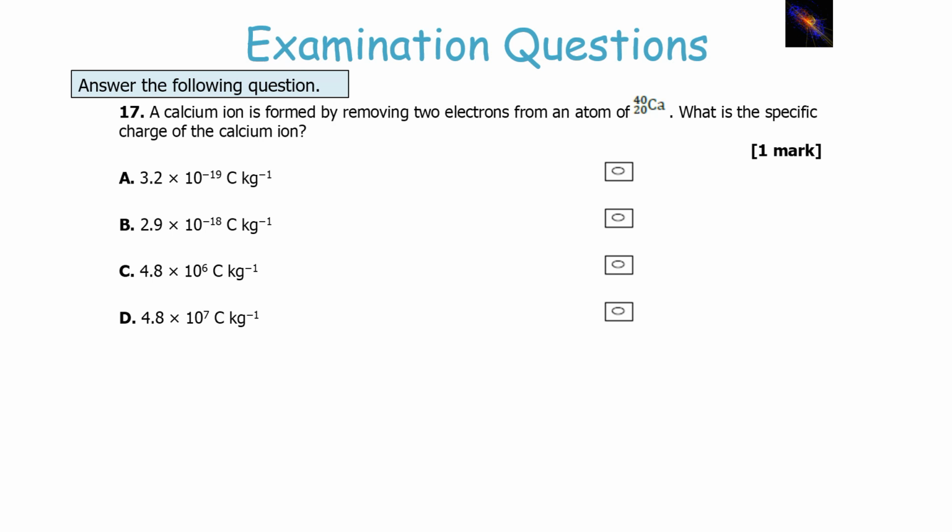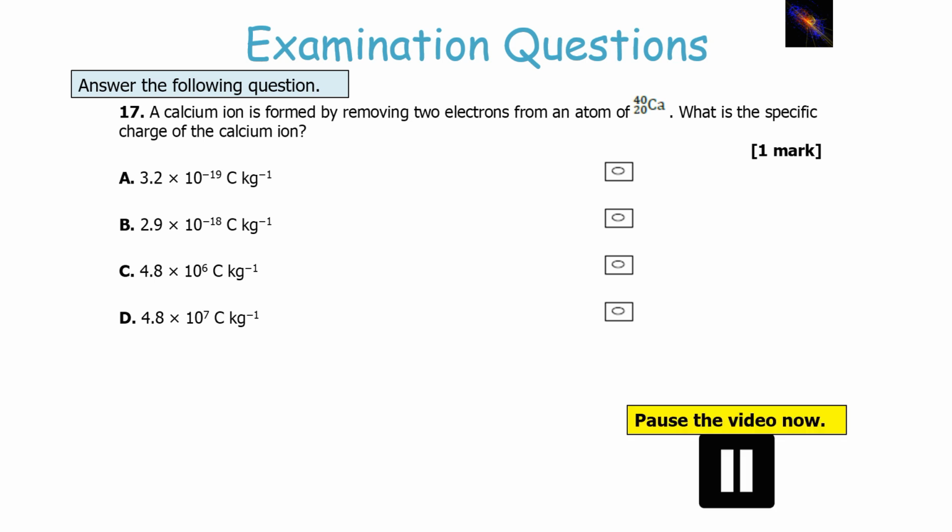Next question. A calcium ion is formed by removing 2 electrons from an atom of calcium. What's the specific charge of the calcium ion? So pause the video now, then unpause the video when you want to go through your answer.